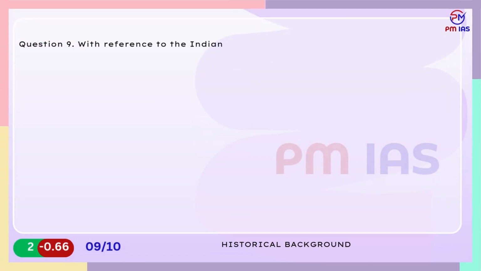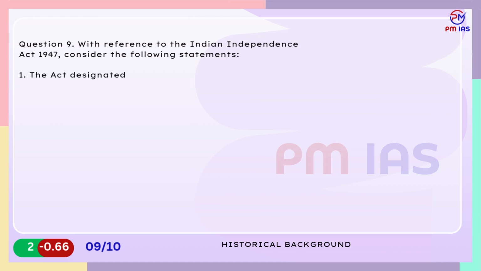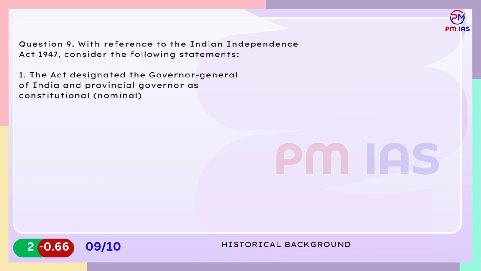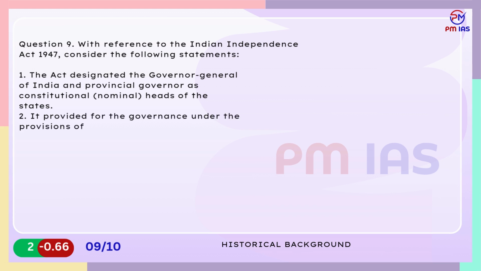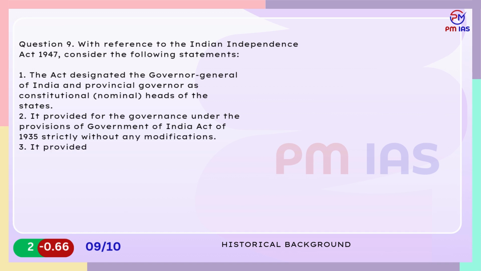Question 9. With reference to the Indian Independence Act 1947, consider the following statements. 1. The Act designated the Governor-General of India and Provincial Governor as constitutional, nominal, heads of the states. 2. It provided for the governance under the provisions of Government of India Act of 1935 strictly without any modifications. 3. It provided that the Constituent Assembly should also function as a legislative body.